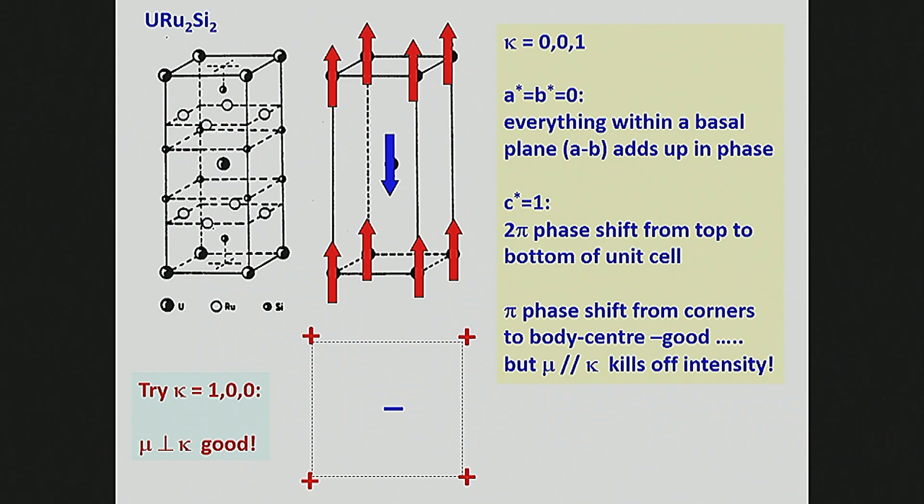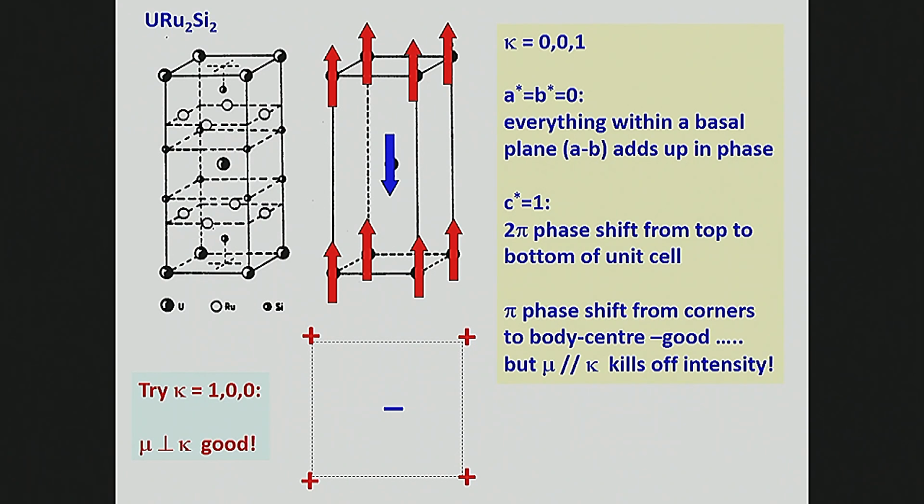Okay. So you might think, well, we should have our momentum transfer along the c direction here. So our momentum transfer would be 0, 0, 1. The 0, 0 means that we add the spins together in phase in the ab plane. These are all in phase, these are all in phase. And we have a 1, and the 1 really means a 2 pi phase difference when we go from one edge of the unit cell to the upper edge of the unit cell. So if that phase difference is 2 pi, then this phase difference, which is halfway along, is pi. And so we would add these together in phase with these and out of phase with that, and that gives us a big moment, so that looks very good, except that the moment direction is actually parallel to our Q.